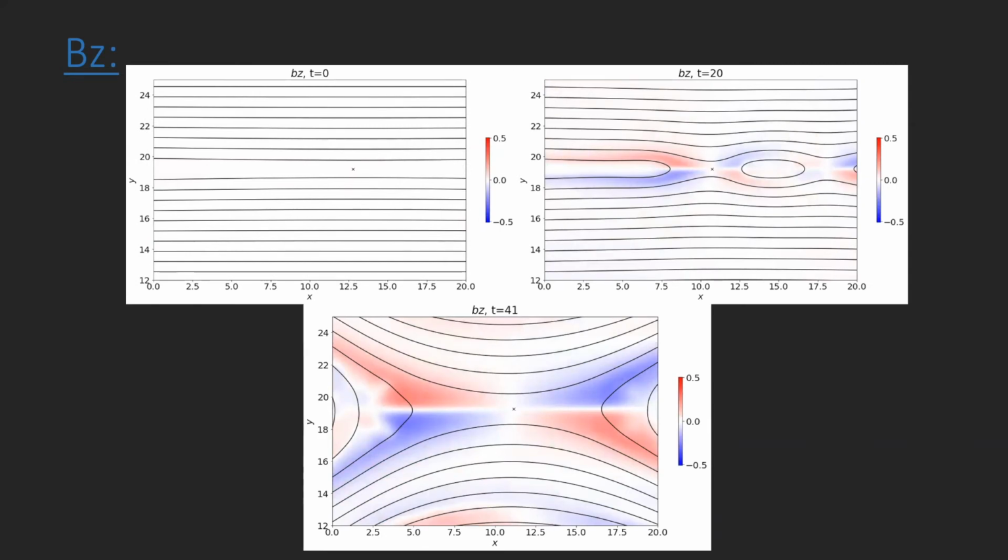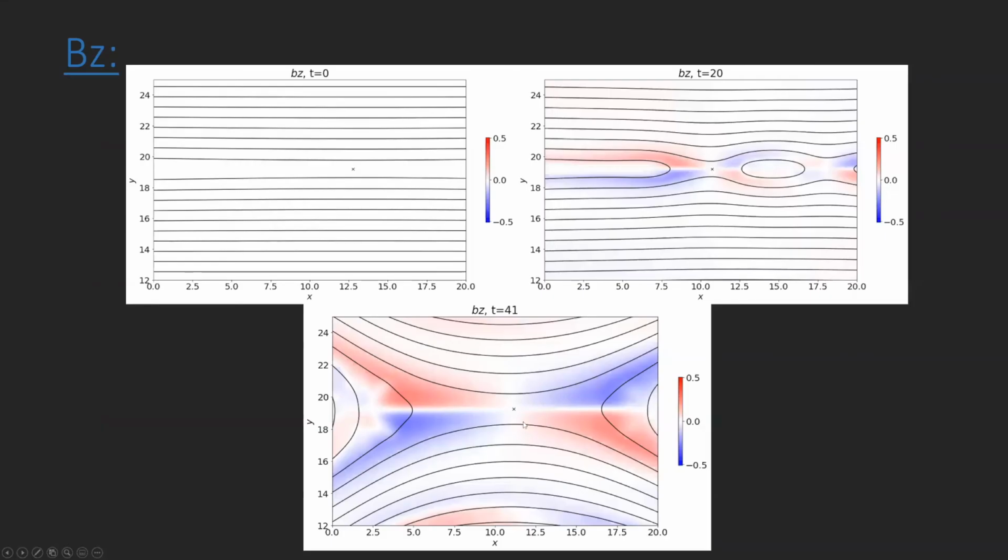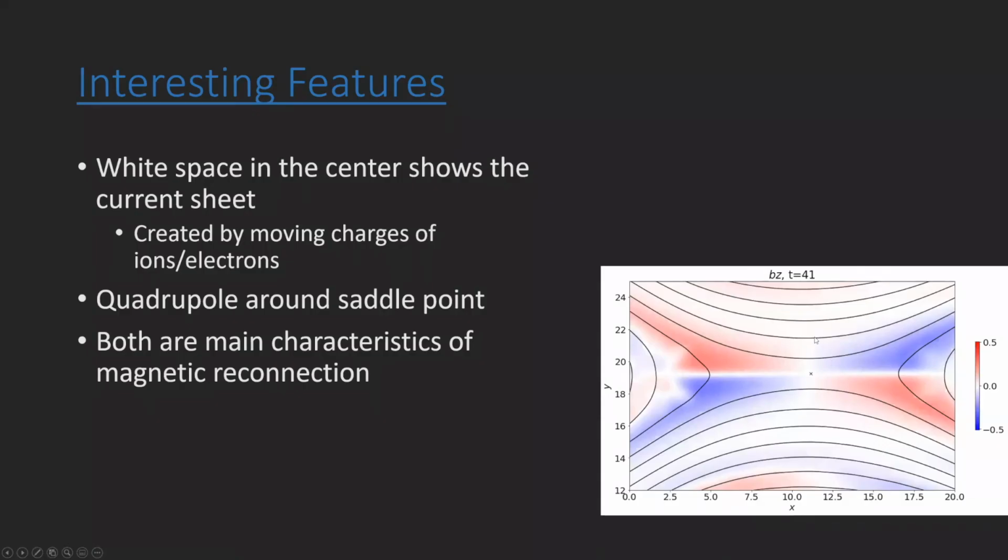So in all of these figures, we can see that there is the white space in the center that runs horizontal. That is evidence for what is called a current sheet. And a current sheet is a plane of current that is created by the moving charges of the ions and electrons. Also, we can see in this figure, which is the third figure from the previous slide, that there's a formation of a quadrupole.